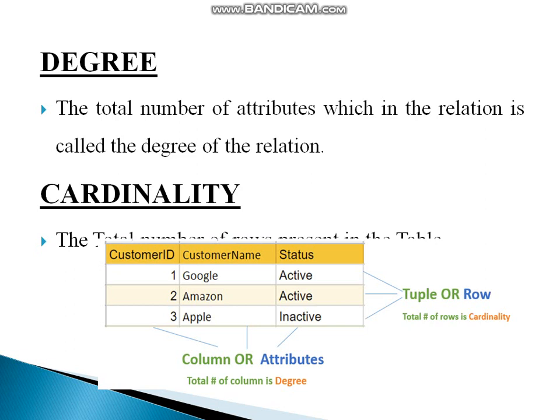Next, degree. The total number of attributes is called degree. The total number of rows is called cardinality. Here there are 3 rows, so the cardinality of the table is 3. There are 3 columns, so the degree of the table is 3. The total number of attributes, which means the total number of columns, is called degree, and the total number of rows is called cardinality.